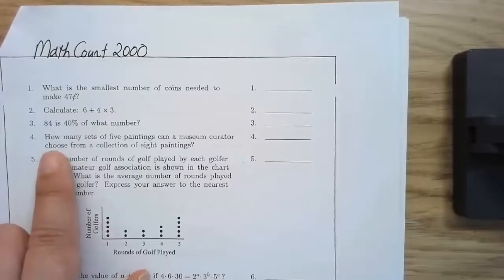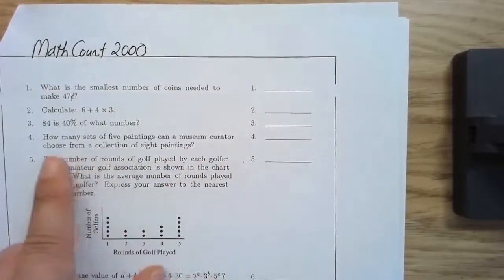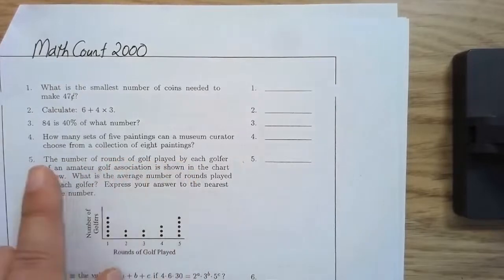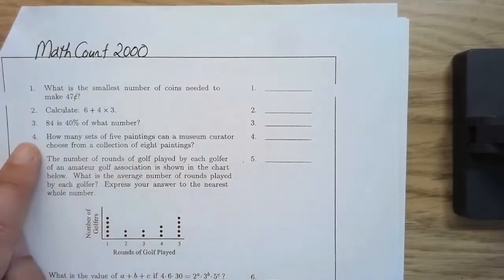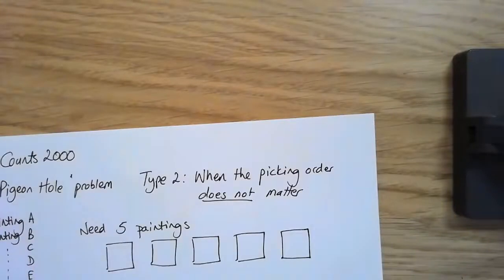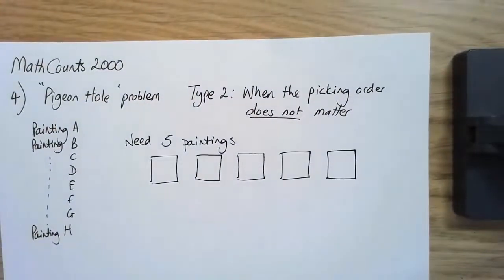Question 4. How many sets of 5 paintings can a museum curator choose from a collection of 8 paintings? A very innocent looking question. Only question 4. I think this is horrible. It's what's called a pigeonhole problem and is probably one of the least favourite types of problems on these sorts of papers, on competition papers.